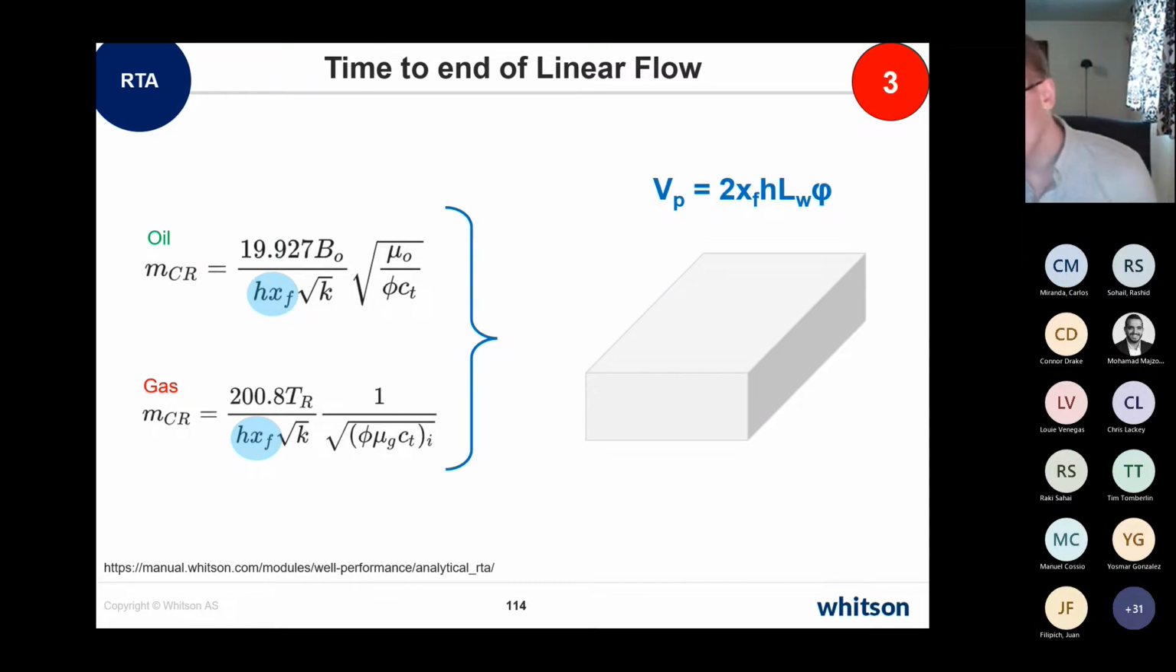So time to end of linear flow gives us the permeability such that we can get a pore volume estimate. Okay, so we see that the larger our time to end of linear flow number is, the larger our pore volume will be. So that's how all these things are interconnected in Whitson Plus.